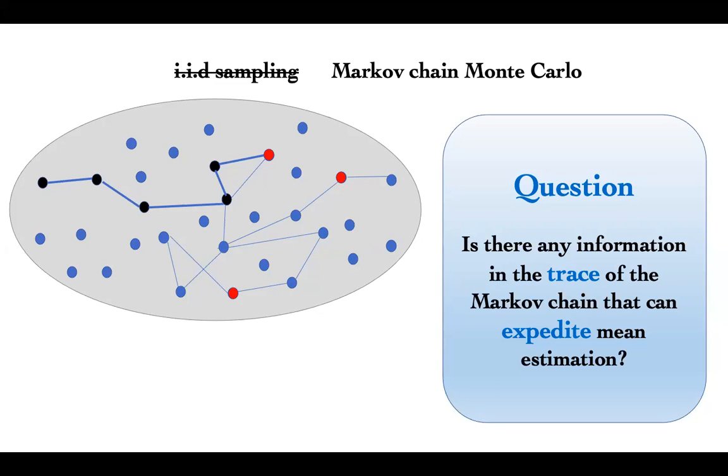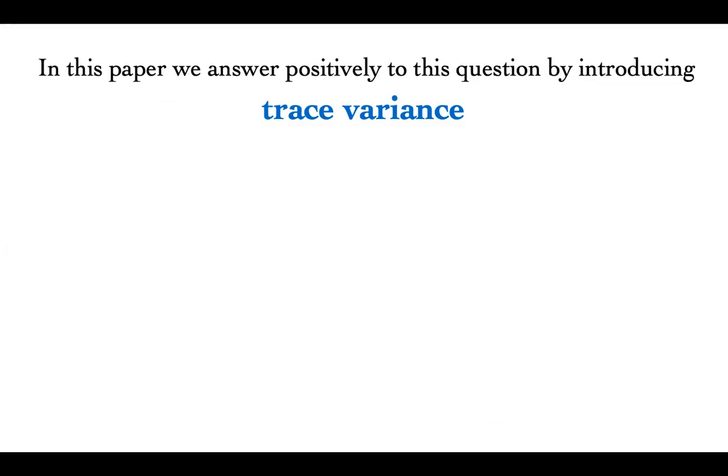We now ask the following question. In order to take multiple samples, we need multiple traces, each corresponding to one single sample. Is there any information in these traces that we could use to design more efficient MCMC mean estimators? In this paper, we answer positively to this question by introducing trace variance.